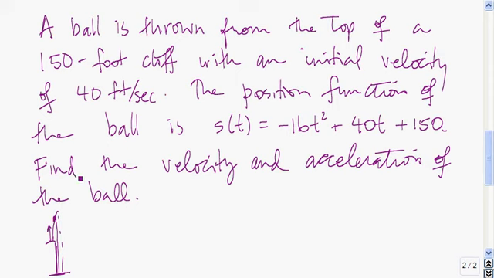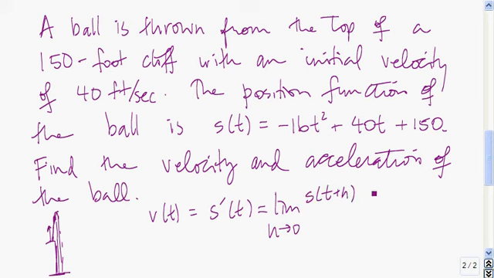Okay, so the position function of the ball is s of t equals negative 16t squared plus 40t plus 150, and that's if we neglect air resistance, which we will. We want to find the velocity and acceleration of the ball. Well, we know that the velocity of the ball is just the first derivative of the position function. So that's going to be the limit as h goes to 0 of s of t plus h minus s of t all divided by h.